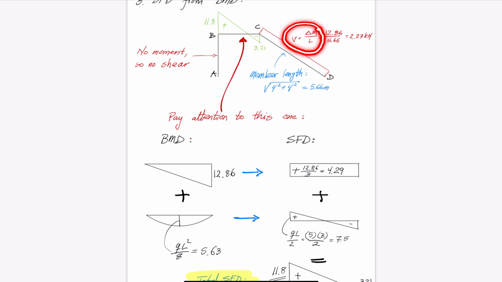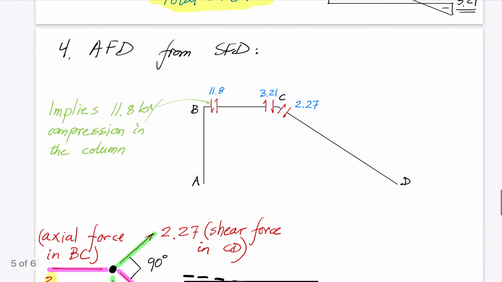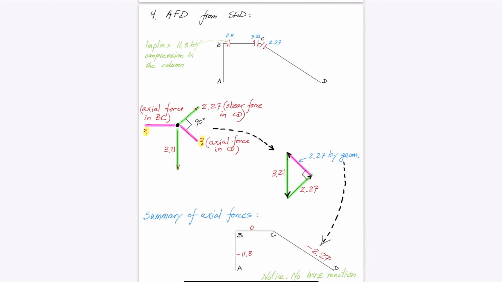The axial force in column AB is determined in a manner very similar to what we saw in the previous video on a portal frame. The 11.8 kN shear force in the beam pushes down on the column. As a result, the column is in compression. The axial force in the horizontal beam BC is 0 because there is no shear force in column AB.